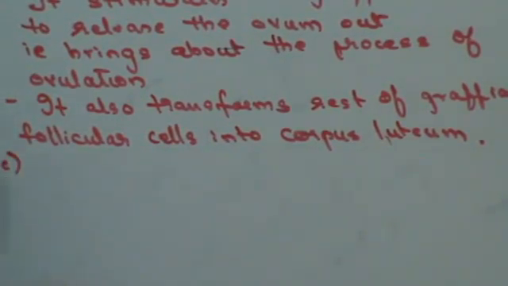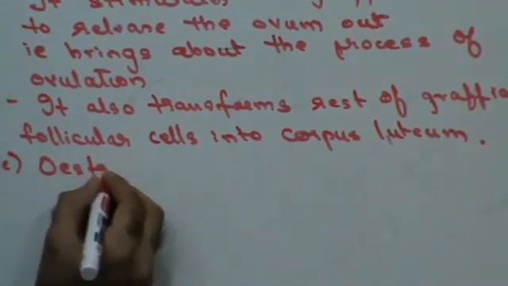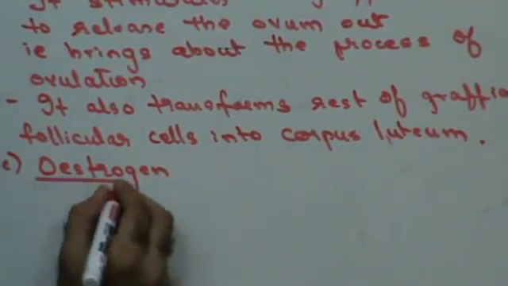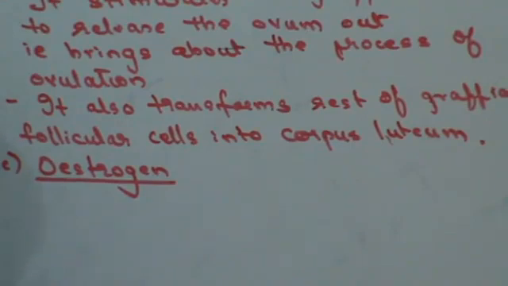Next, the next hormone that you have is estrogen. It is a female hormone secreted by the growing follicles in the ovary, under the influence of FSH from the pituitary. Enough accumulation of estrogen in one of the follicles converts it into the Graafian follicle. Then estrogen also brings about proliferation of the endometrial lining of the uterus. It also stimulates the development of female secondary sexual characters, and it regulates the growth of the uterus and mammary glands.